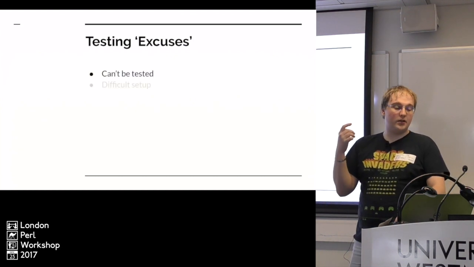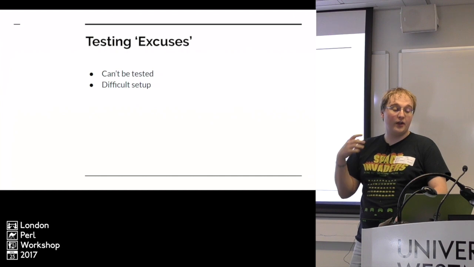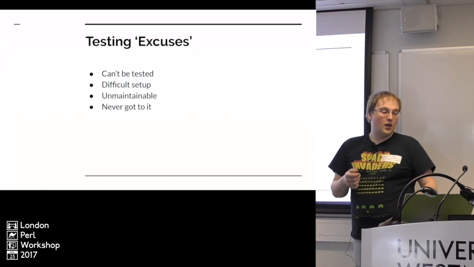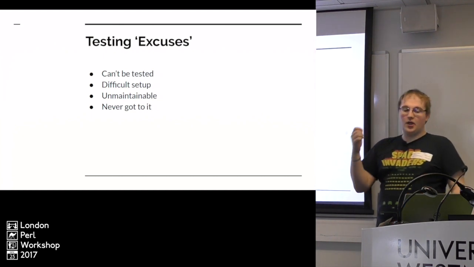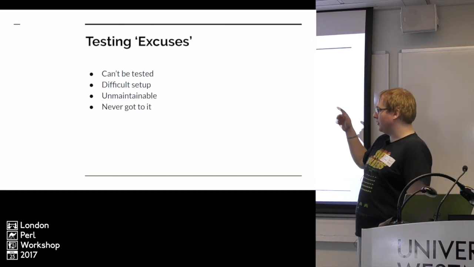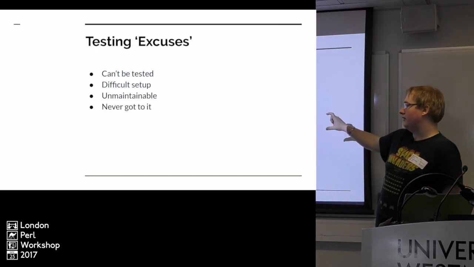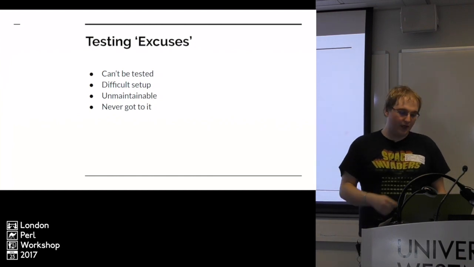I get a variety of excuses, and this is literally what they are. They can't be tested, setting everything up is hard, maintaining the tests is difficult, or we just never got around to it. The last one is very common, but I find the other ones happen almost as regularly. Like if half of them never got to it, the rest of them are shared quite evenly between the other three.